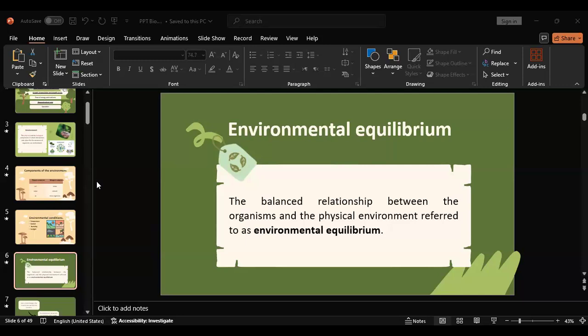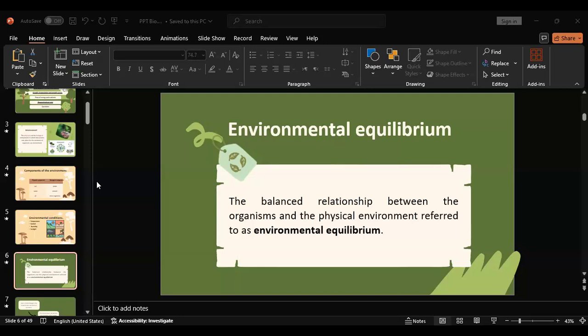Because of these interactions, different types of changes may happen in the environment. So the environment can make an equilibrium between those components. You know what equilibrium is? Simply we can say it is balance, the ecological balance.